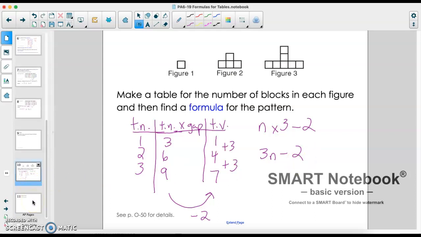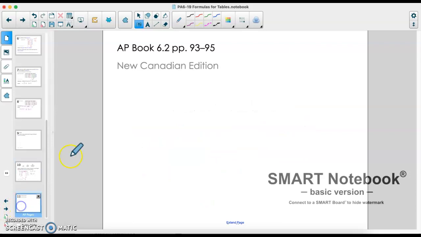Okay, other than that, that's really all I need to point out in terms of this topic and these pages. It's pages 93 to 95 in your workbook.